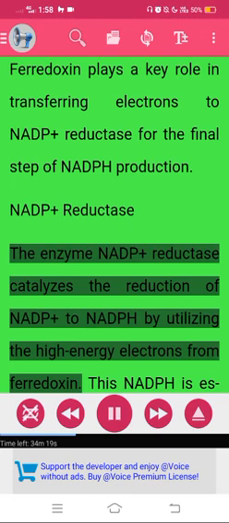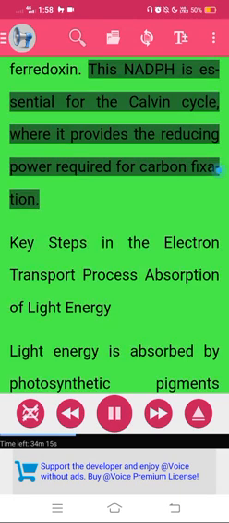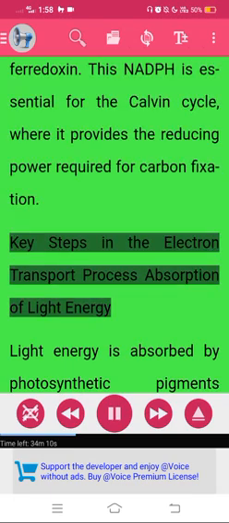NADP+ reductase. The enzyme NADP+ reductase catalyzes the reduction of NADP+ to NADPH by utilizing the high-energy electrons from ferredoxin. This NADPH is essential for the Calvin cycle, where it provides the reducing power required for carbon fixation. Key steps in the electron transport process.